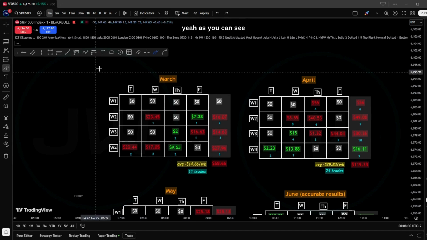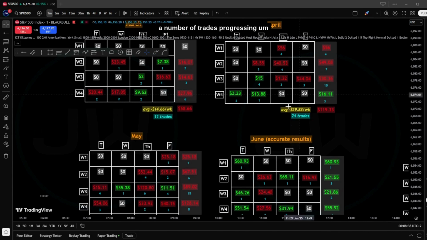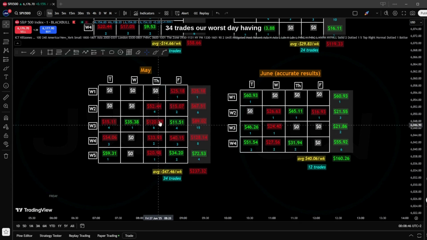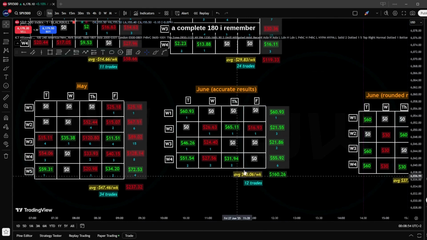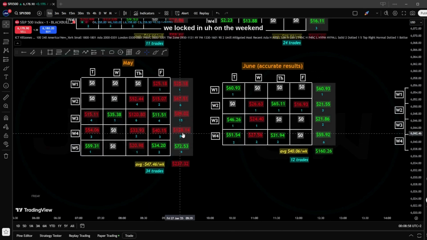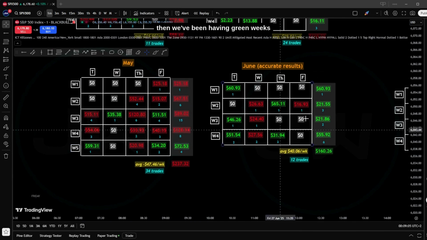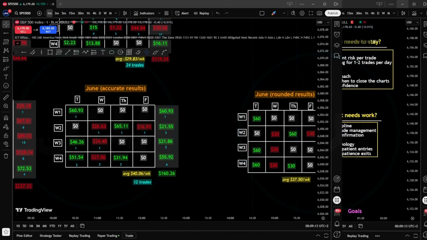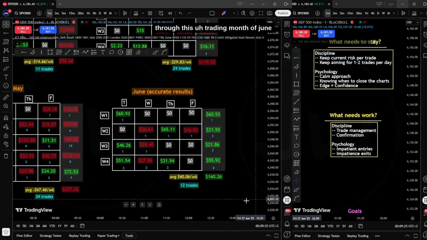So yeah, as you can see, we have taken quite a number of trades progressing into the account. May being the worst with 34 trades, our worst day having 6 trades and $120 loss. And here we have June making a complete 180. I remember we locked in on the weekend of week 4. We decided we're going to lock in, we're going to stop losing all these trades, and since then we've been having green weeks. And so I want to touch into some of the general things that we want to change, and habits that we want to keep, that we've been having through this trading month of June.